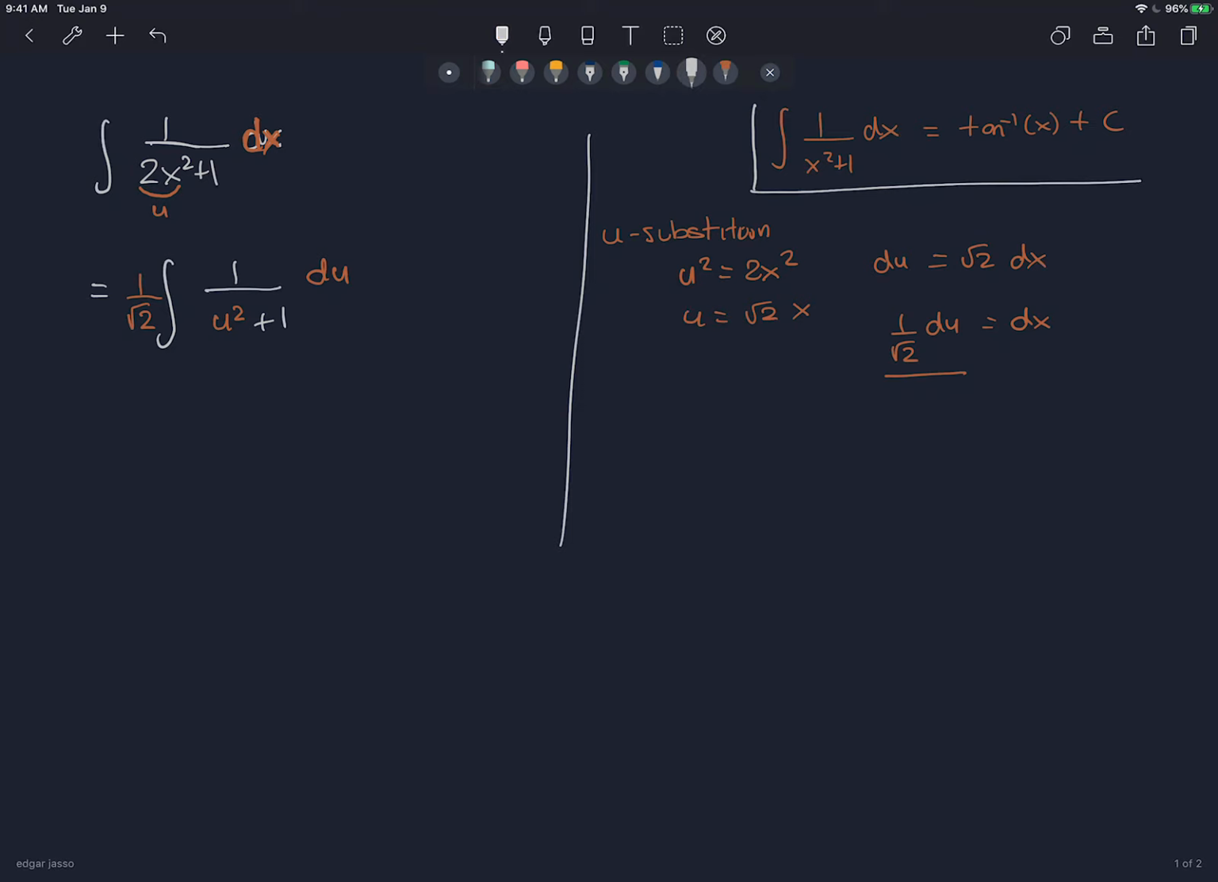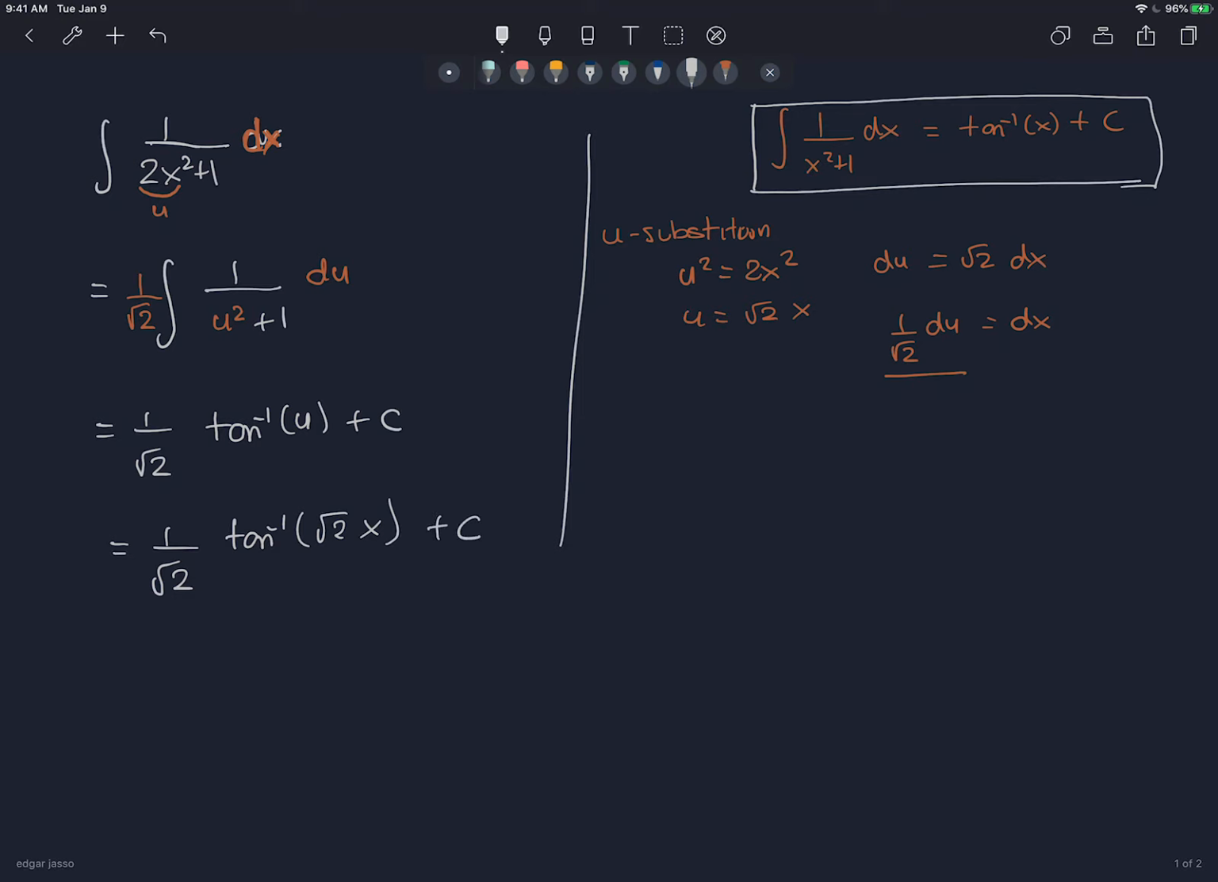And now it has the form to apply the formula from up here. Instead of a u, I have an x, but this is the same. So I have 1 over root 2 times tan inverse of u plus a constant. And I should not leave my answer in terms of u, so I go back to who my u is. So it's 1 over root 2 tan inverse of root 2 x plus a constant. Okay, so that would be my answer for this integral.